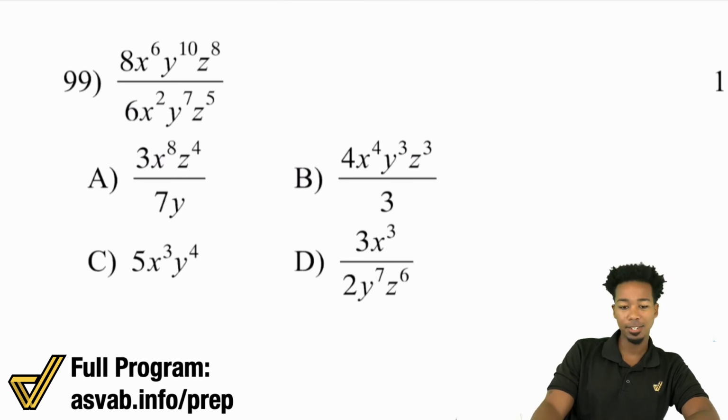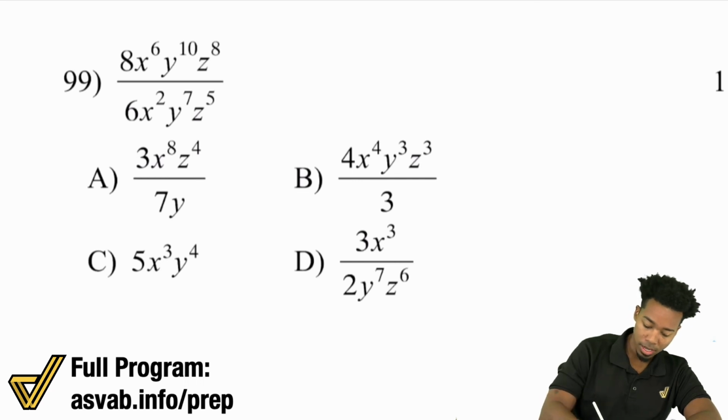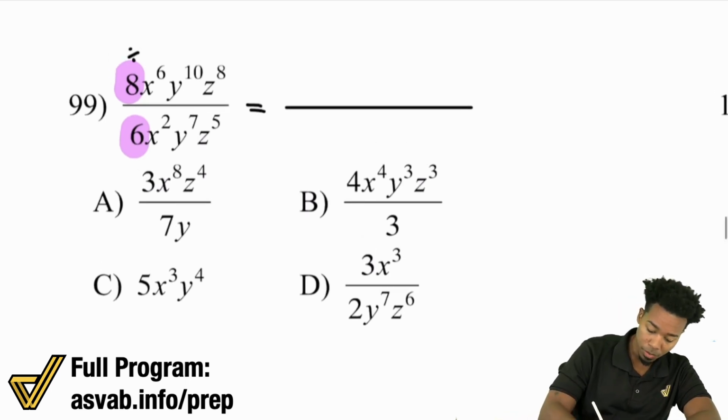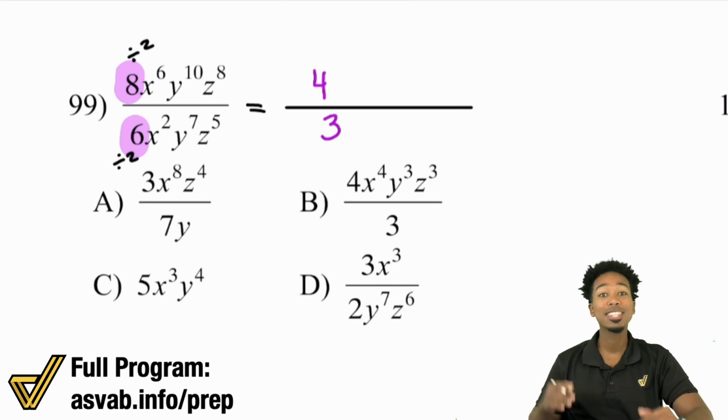But number 99 here, notice that we have a lot going on, right? A number and three variables. But don't worry, take it nice and slow. We have 8 and 6, first of all, to deal with. So when I take a look at that, hey, what do 8 and 6 have in common? Well, I can divide them both by 2. 8 and 6 are both divisible by 2. So if I divide the top and the bottom by 2, what I'll get is 4 over 3. Again, simplifying fractions, right? The same idea applies to exponents. Same idea. We're just simplifying.